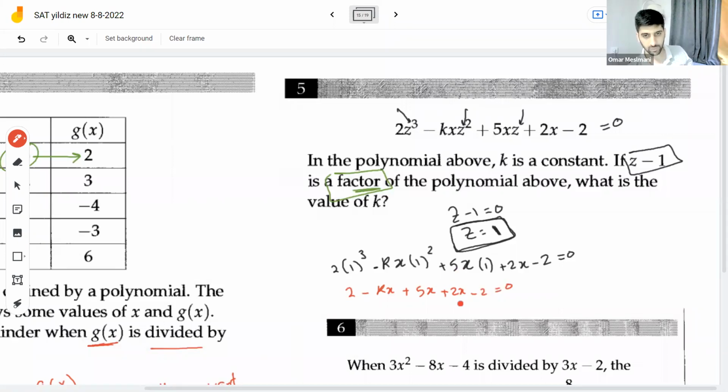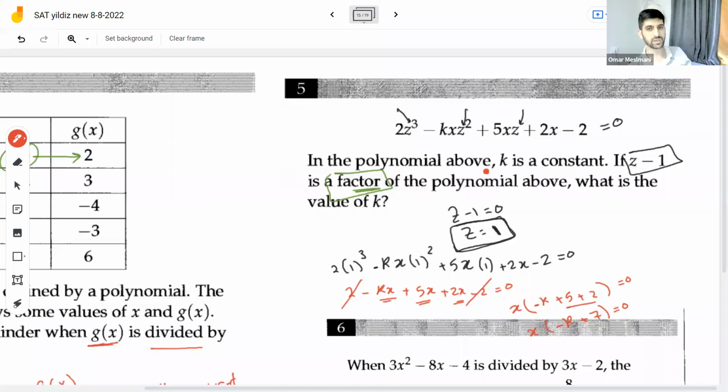Right, so 2 minus 2 canceled out. I just canceled them out. So I have a minus k. I'm going to take x as a common factor from all of this. I have minus k plus 5 plus 2, all of that equals 0. So I have x multiplied by minus k plus 5 plus 2, it's a plus 7, equals 0.